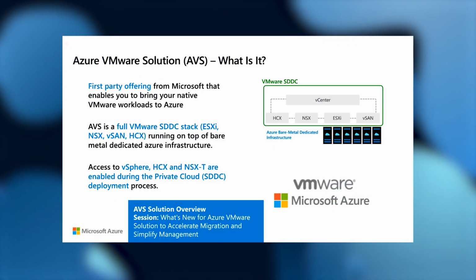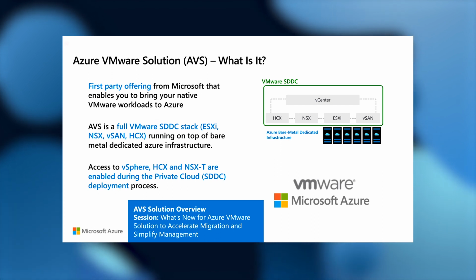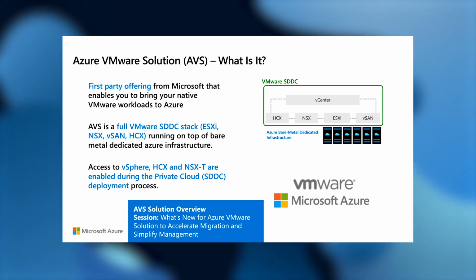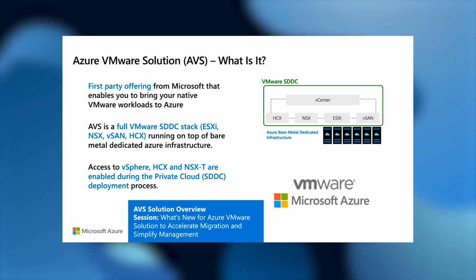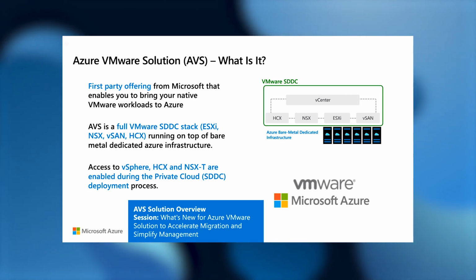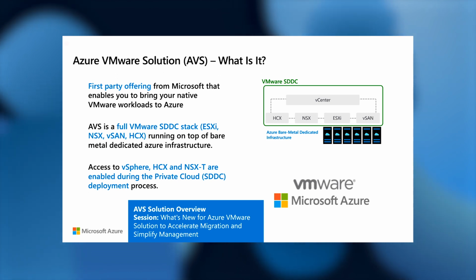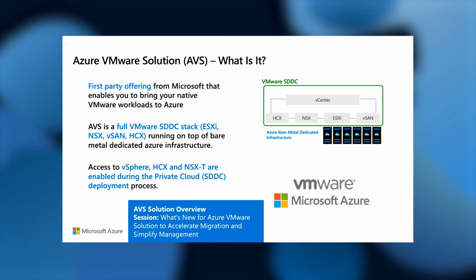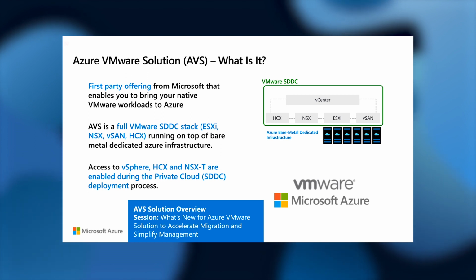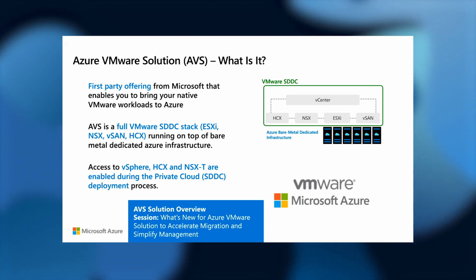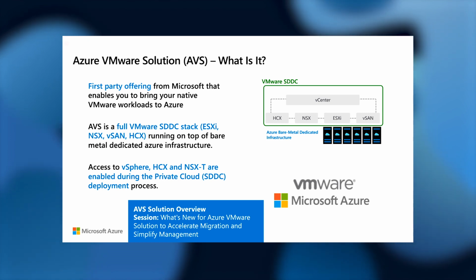Before we get started on the agenda of our presentation, I want to take a minute and talk about what Azure VMware Solution is. What is AVS? It's a first-party offering from Microsoft that enables you to bring your VMware workloads to Azure, native VM workloads to Azure. It's a full VMware SDDC stack that consists of ESX for compute, NSX for networking, vSAN for storage, and HCX for your workload mobility. And this is all running on top of Azure bare metal dedicated infrastructure.